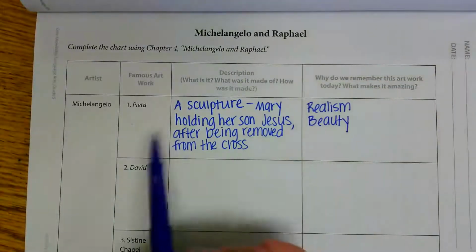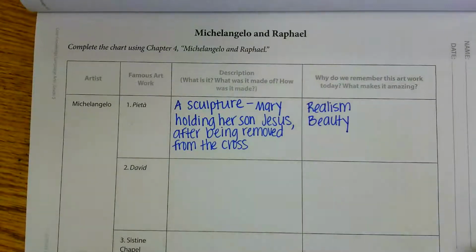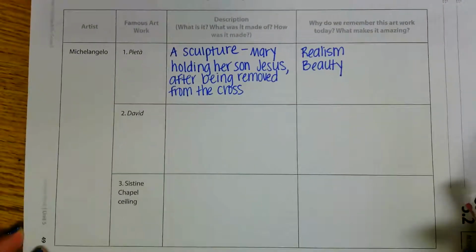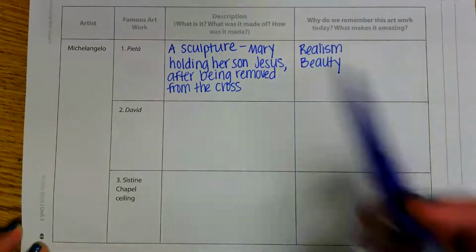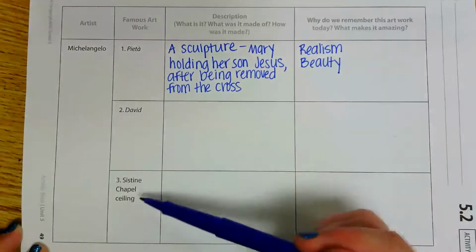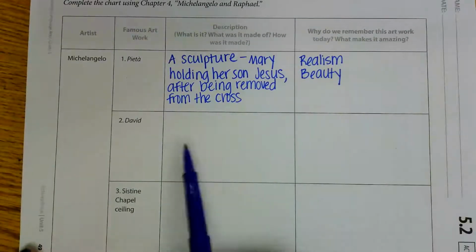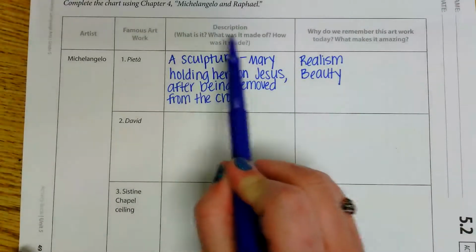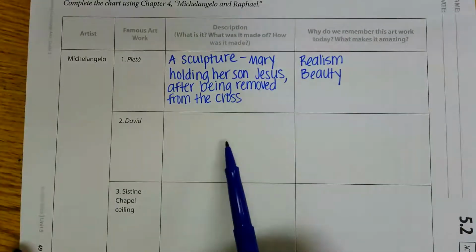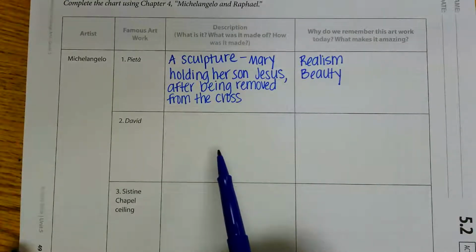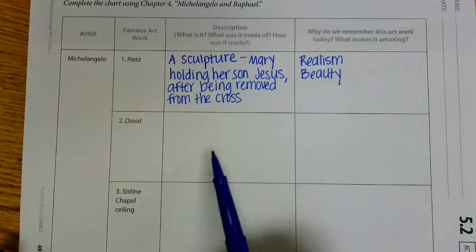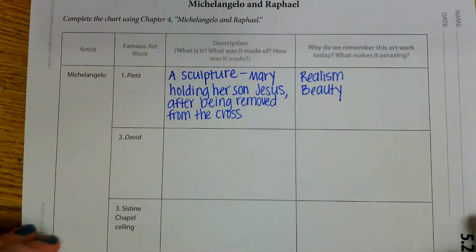So what we just did here together for Michelangelo, you will also do for the next two pieces of artwork that are mentioned in this chapter. So it's going to be David and the Sistine Chapel ceiling. So remember, on the front with description, if you can answer all three of those questions, make sure you put information in the box to answer all three. However, if you cannot answer all three because the chapter just doesn't provide you with that information, answer what you can. So let's go to the back.